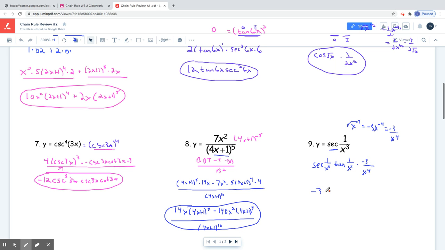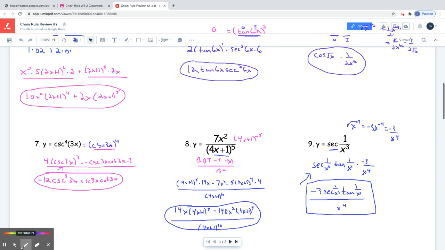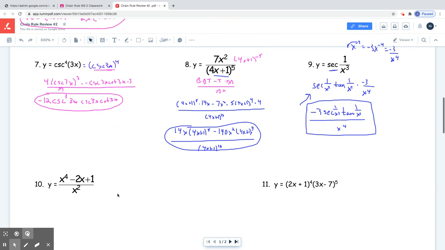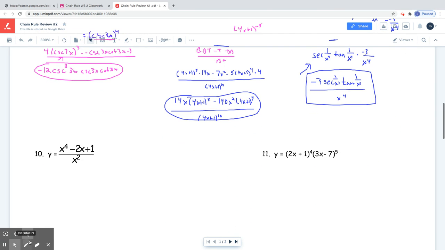All right. If you wanted to, you could move the negative 3. Could do this: negative 3 secant of 1 over x cubed, tangent of 1 over x cubed, all of that over x to the 4th. All right, either of those is fine. This is better, but I would also take that as well. All right, last 2. Now this one, number 10, is the only one that you don't have to use the chain rule on this worksheet.